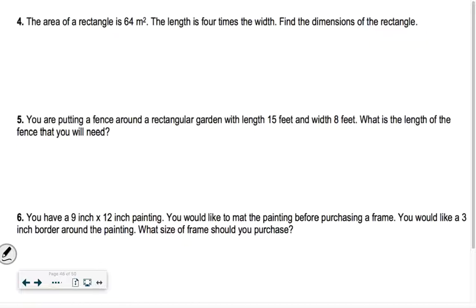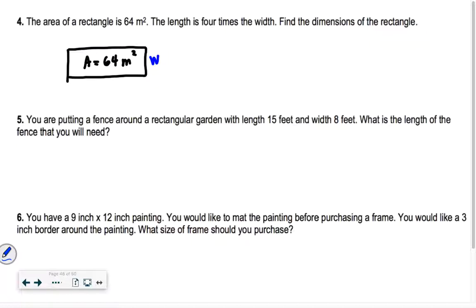So number 4, it says the area of a rectangle is 64 square meters. The length is 4 times the width. So our area is 64 square meters, and our length is 4 times the width. So I want to use some variables in this. Okay, so the best thing to use would be probably W. We want to use variables that make sense. So if the width is W, how do I notate the length?